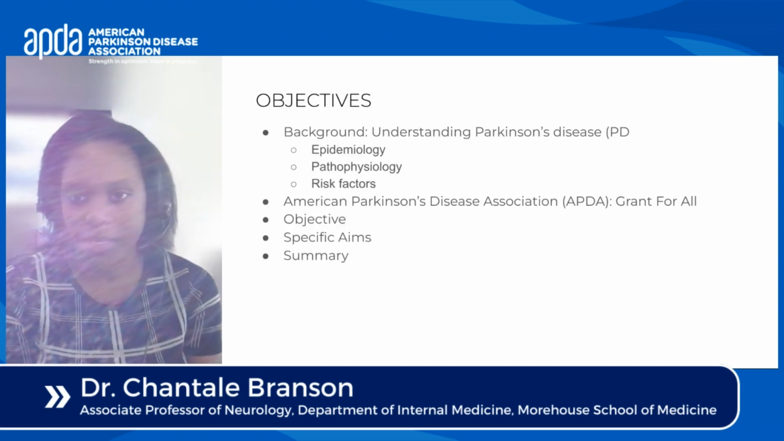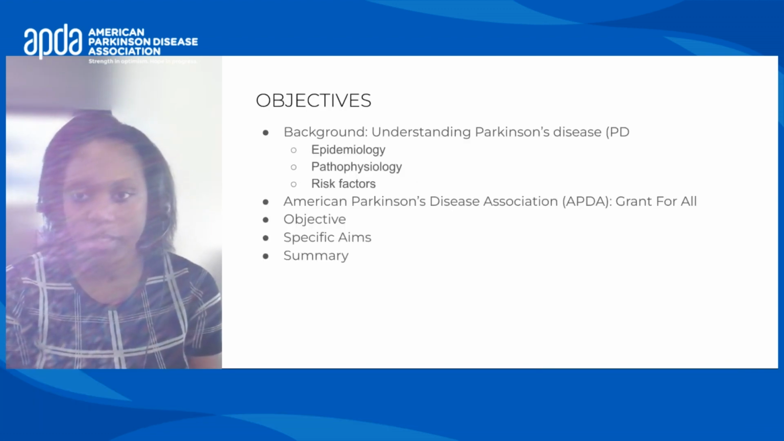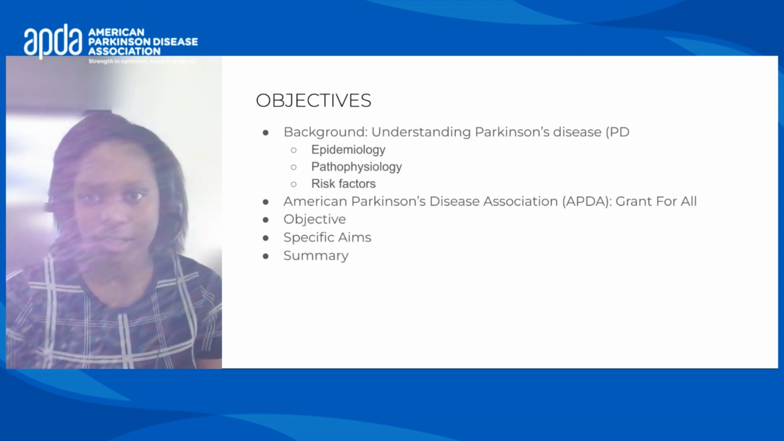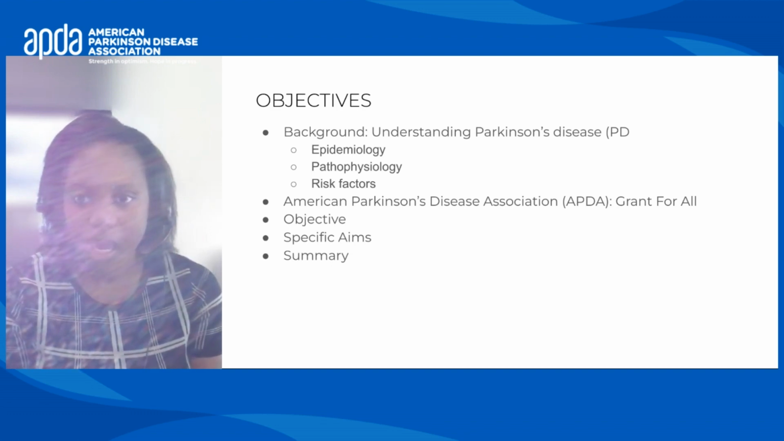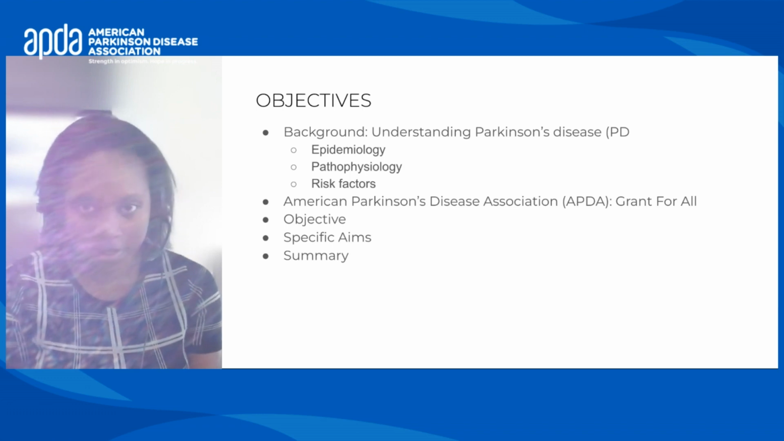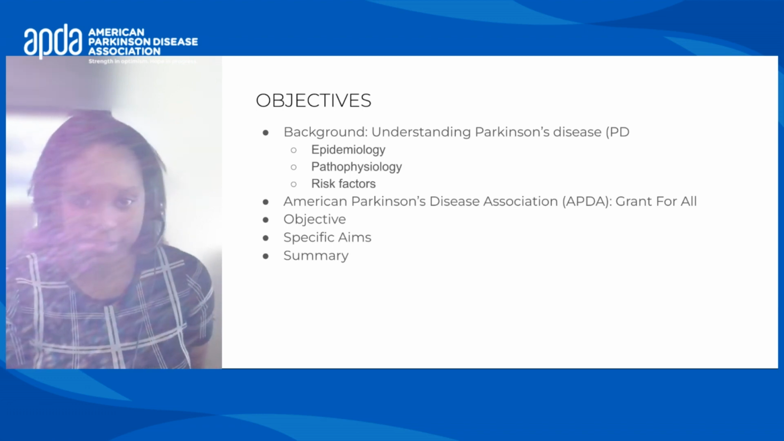And the next topic, I'd like to talk about my objectives. I want to give a brief background or overview of understanding what Parkinson's disease is and how we define it here. We'll talk about the epidemiology, pathophysiology, and risk factors associated with Parkinson's disease. I'll also talk about my research and the grant, the objective and specific aims, as well as the summary.